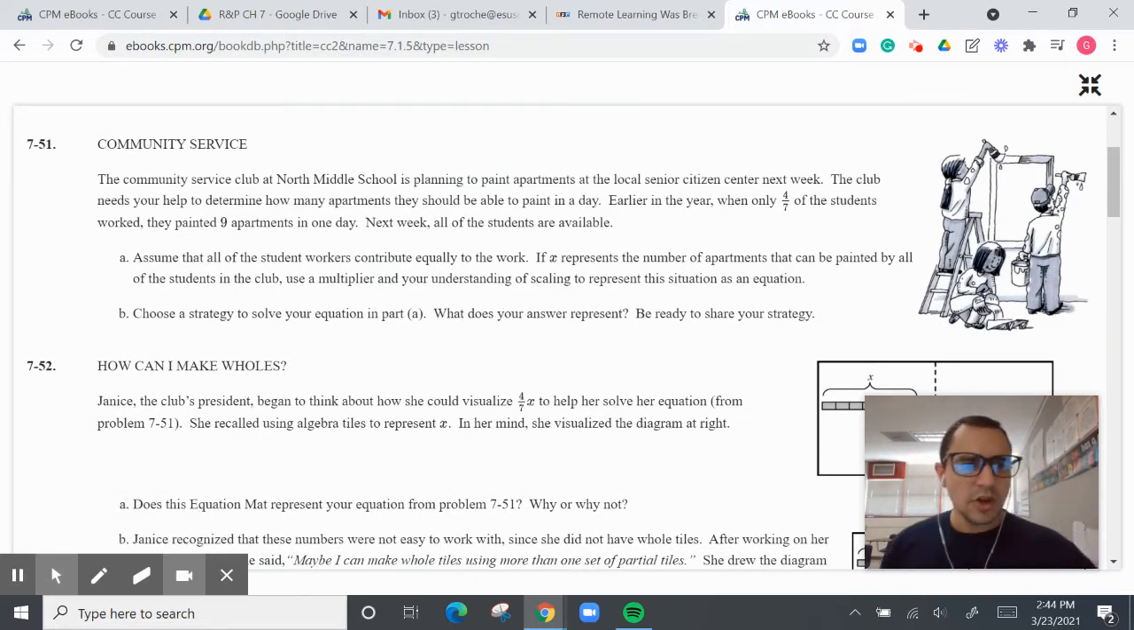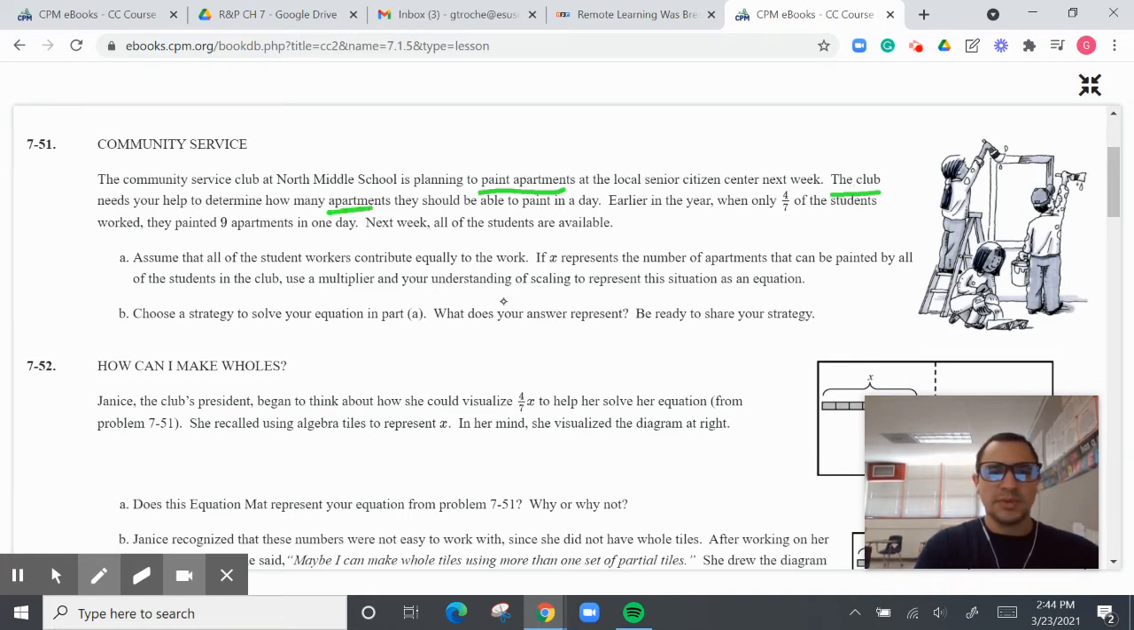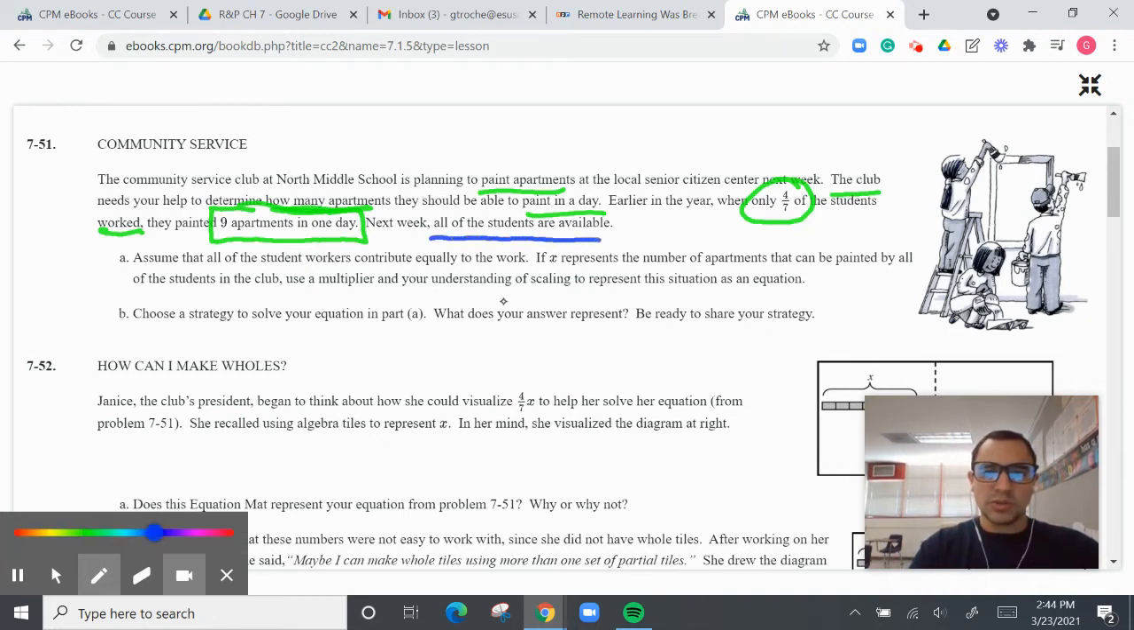Well, we have 7-51. And what we're going to be doing is take a look at this. Apparently, we are painting apartments here. There's a club that needs your help to determine how many apartments they should be able to paint in a day. Earlier this year, only 4/7 of the students worked, and 4/7 of the students painted 9 apartments. Next week, all of the students were available.